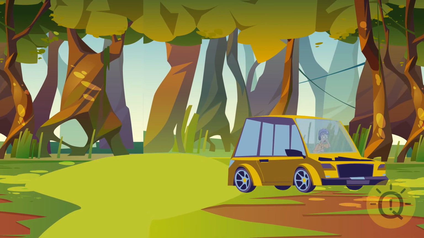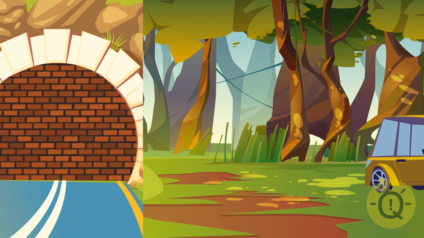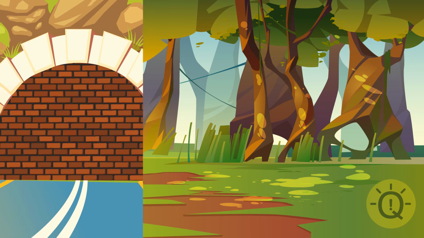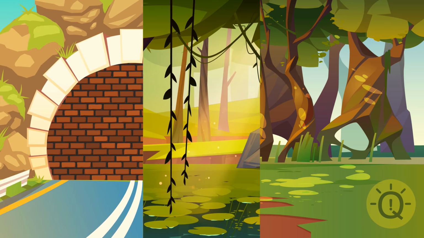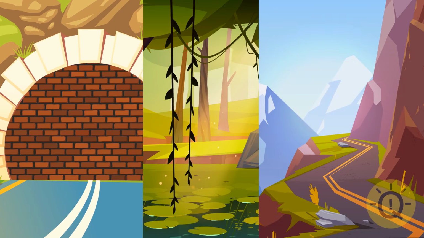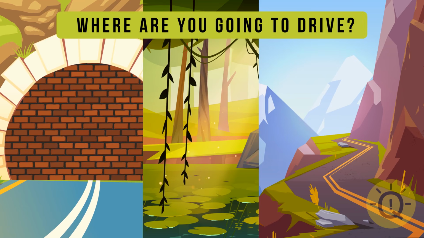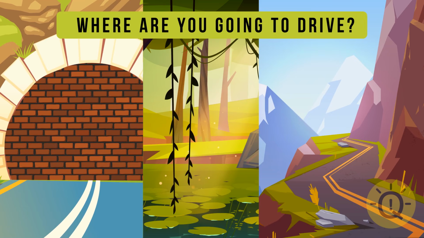There are 3 ways ahead. A brick wall is waiting for you at the end of the first road. The second one leads to a swamp, and the third leads to a high hill with a cliff. Where are you going to drive? There's almost no time.